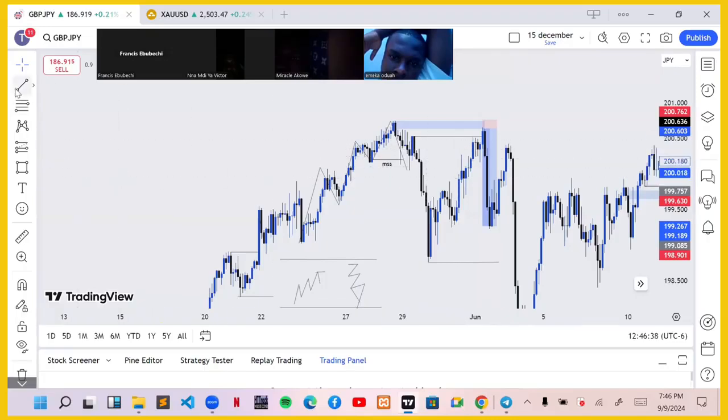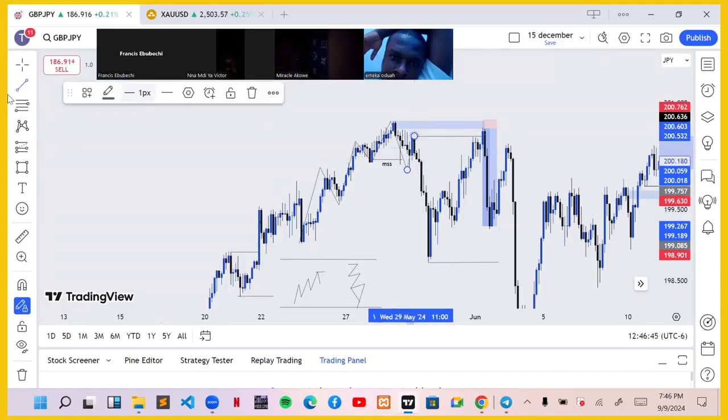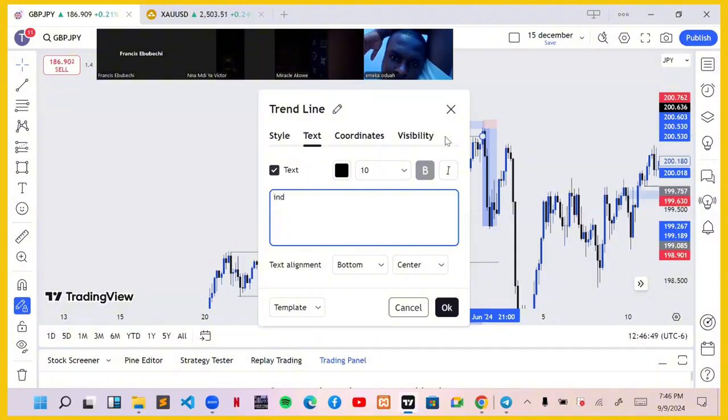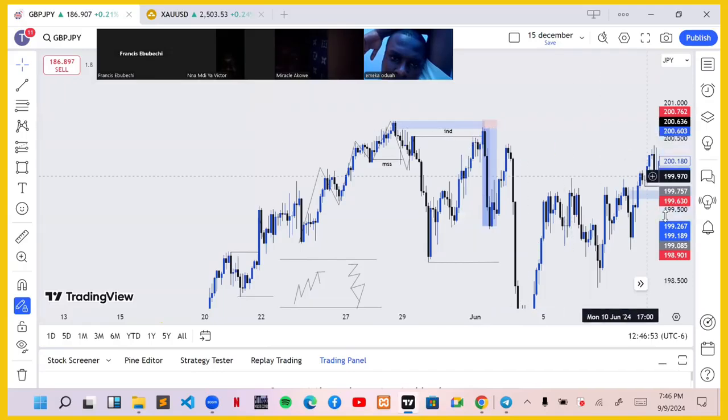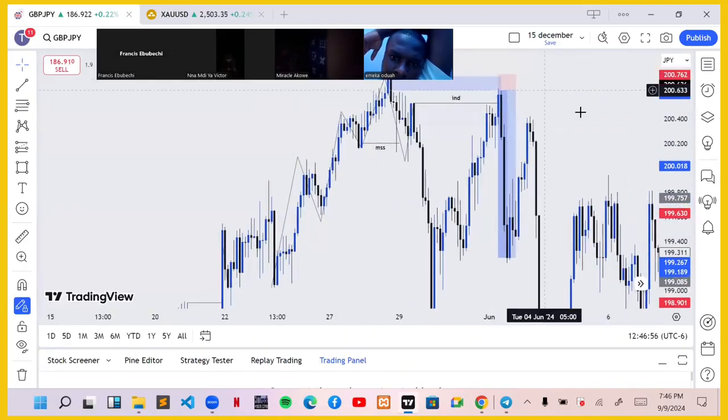After that, the market made this first pullback. And what did I say? My first pullback is my liquidity, my inducement. This is the first pullback that the market made. So that is what my inducement is, and I'll mark it with IND. After that, I'll now be looking for my point of interest, which is the bearish order block.